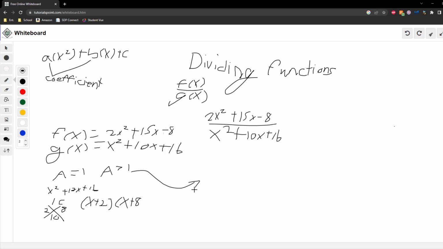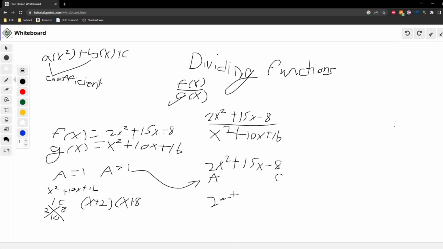For the more challenging part, when a is greater than 1, you must multiply your a and c terms, then find a set of numbers that equals a times c when multiplied and turn it into b when added. Then, you must split the original equation into 2 parts: you disregard the original b term and replace it with the factors you found.